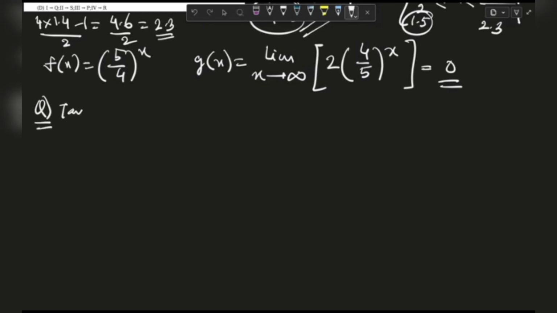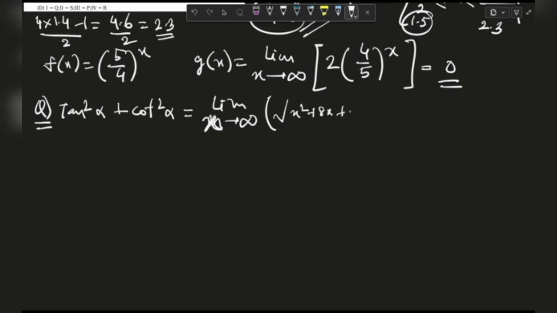It's tan squared alpha plus cot squared alpha. And I guess this was limit x tends to infinity, sorry, x. I will check once, just a minute. Yeah, it was x. Root under x squared plus 8x plus 3, this is whole root, and minus root under x squared plus 4x plus 2. So now this is pretty simple stuff, I guess. If we try to solve this, limit x tends to infinity.